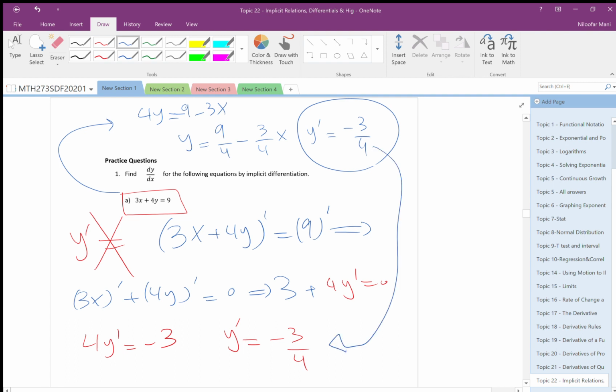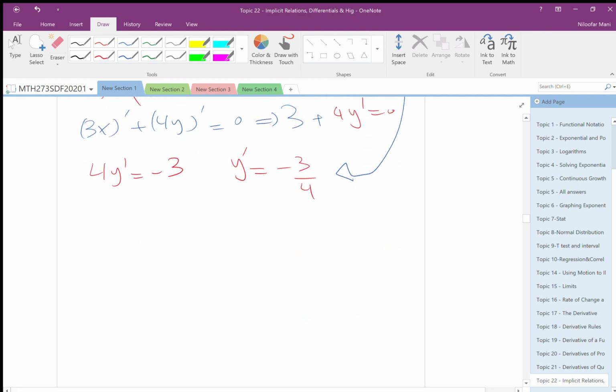But how about if you can't? That's why you have to do derivative of both sides. You have to do it one by one. Wherever you have y, you have to multiply y prime, and then factor y prime and then solve for y prime. This is finding the implicit derivative, because your function is implicit, not explicit.